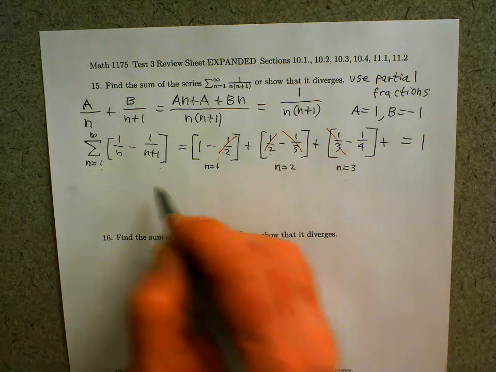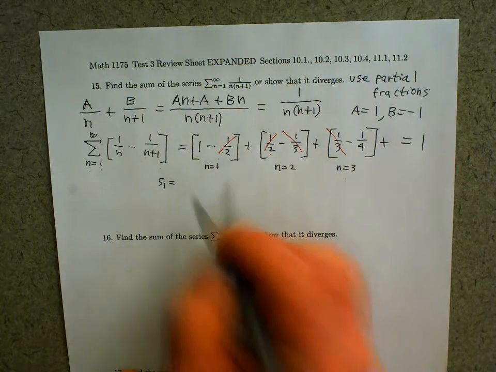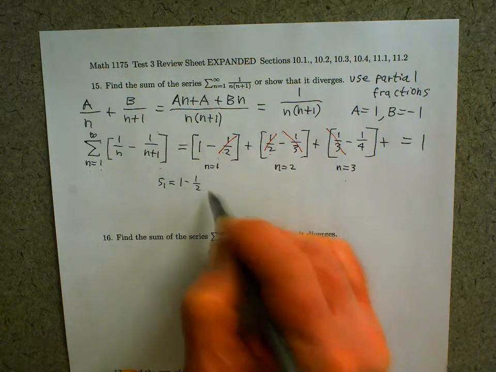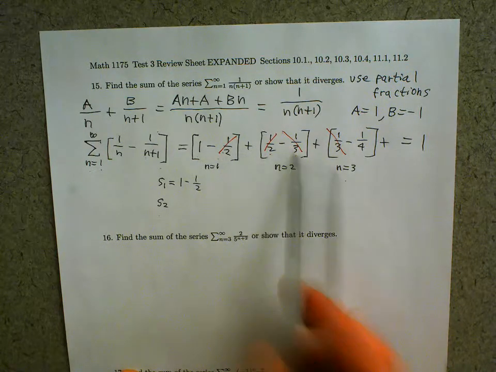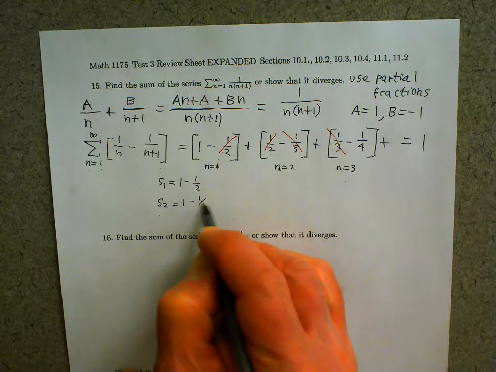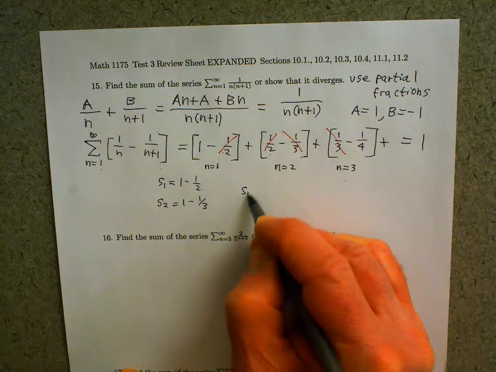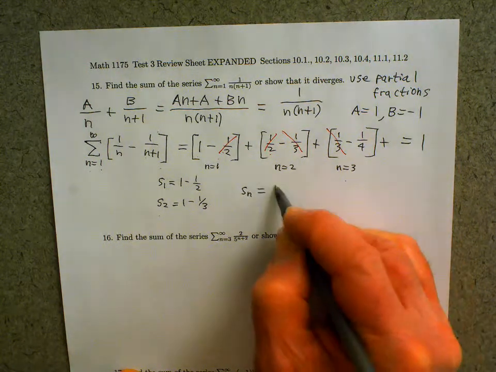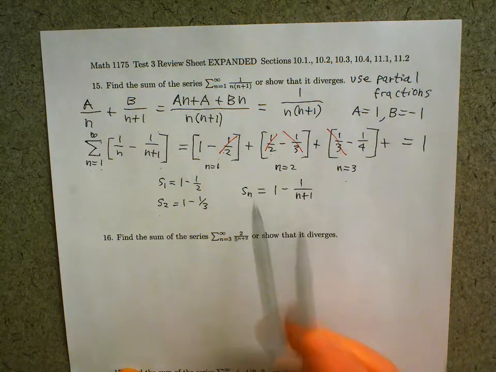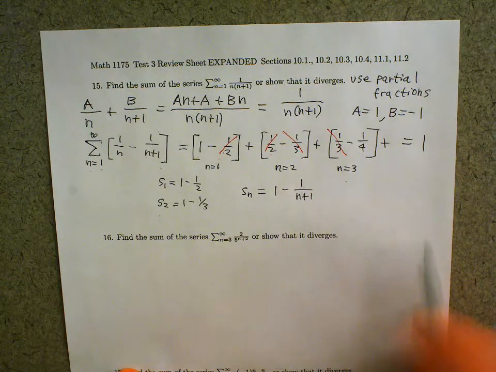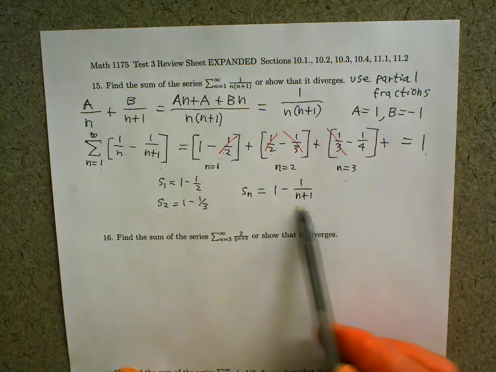So another way to think about this is to write down the partial sums. S1 is 1 minus 1 half. The second partial sum is 1 minus 1 half plus 1 half minus 1/3, which is 1 minus 1/3. And so on. And then you'll see that the pattern is Sn is equal to 1 minus 1 over n plus 1. And then when you take the limit of the sequence of partial sums, you'll get 1 for the limit, because 1 over n plus 1 goes to 0.